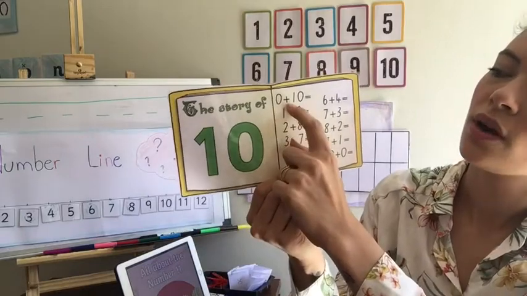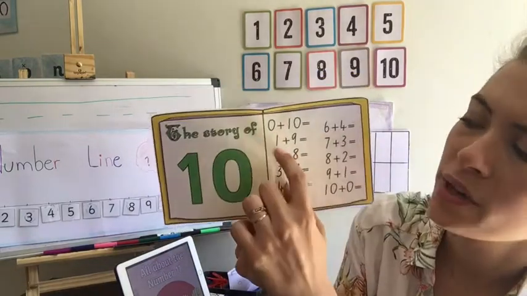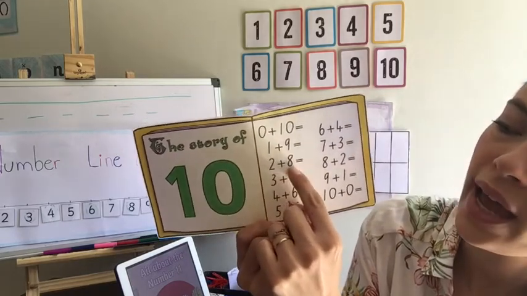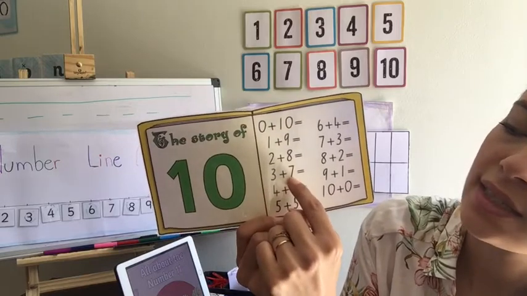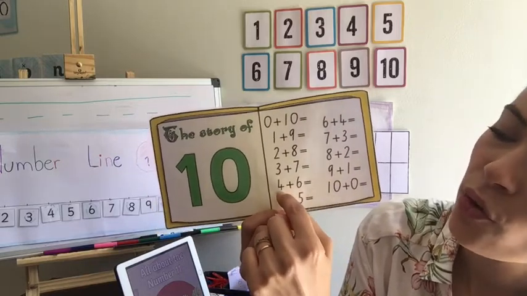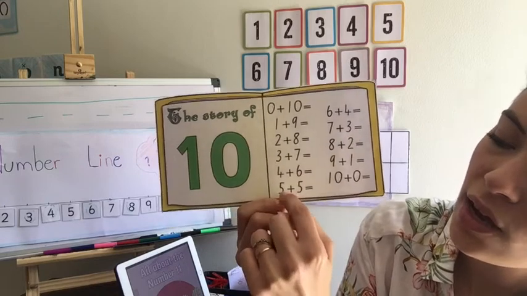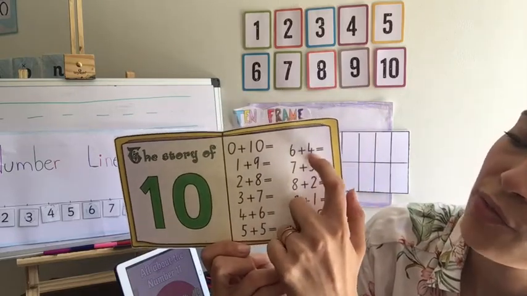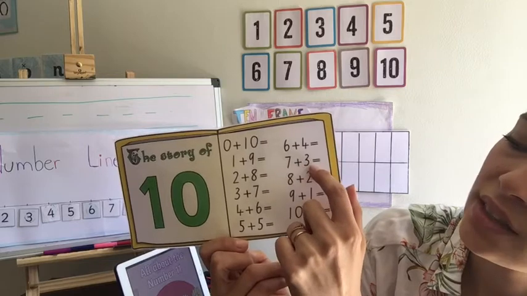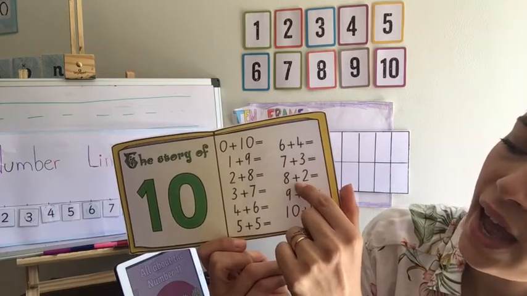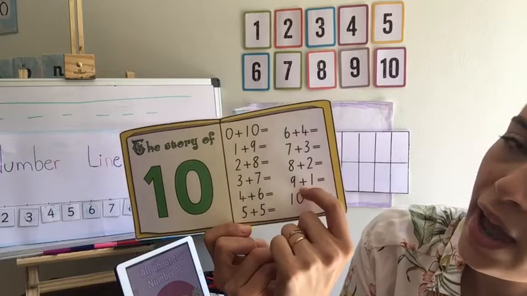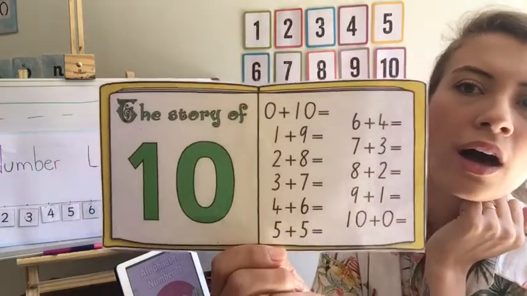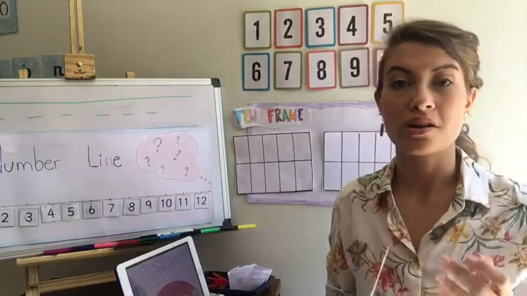And we know 0 add 10 equals 10, and we know 1 add 9 equals 10, we know 2 add 8 equals 10, 3 add 7 equals 10, 4 add 6 equals 10, 5 add 5 equals 10, 6 add 4 equals 10, 7 add 3 equals 10, 8 add 2 equals 10, 9 add 1 equals 10, and 10 add 0 equals 10. The story of the number 10 we already know.